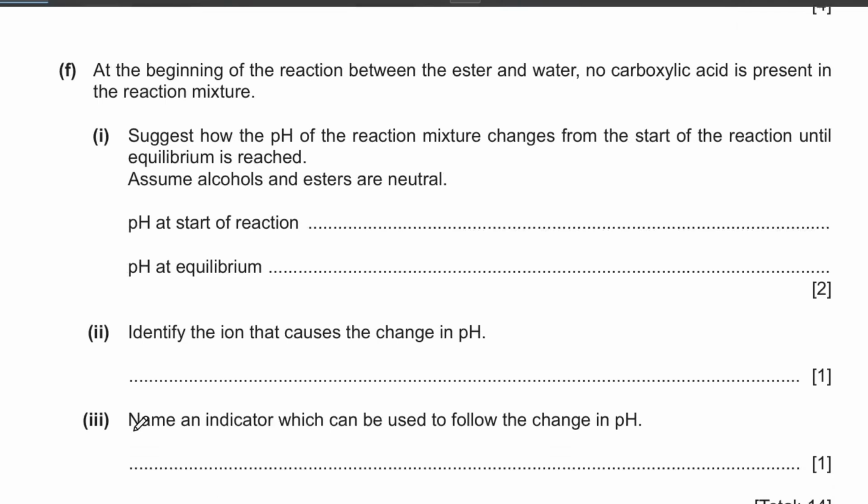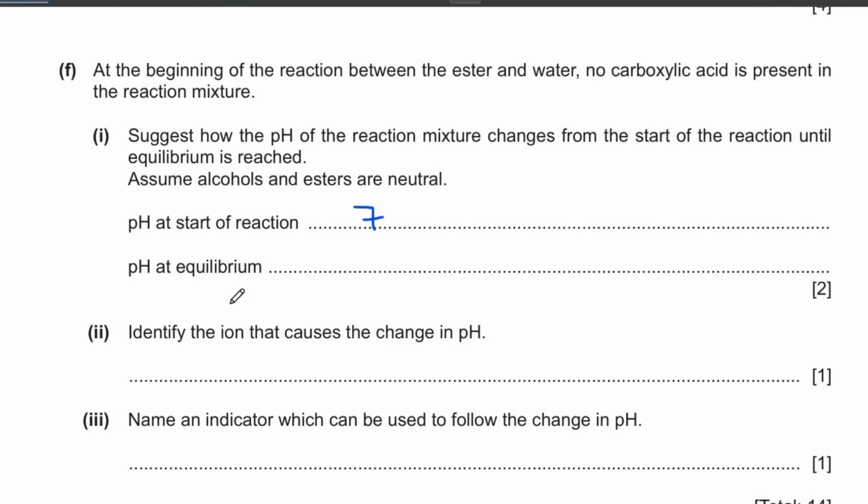Question F. At the beginning of the reaction between the ester and water, no carboxylic acid is present in the reaction mixture. Suggest how the pH of the reaction mixture changes from the start of the reaction until equilibrium is reached. Assume alcohol and esters are neutral. So we have to assume the alcohol and esters are neutral. So what will be the pH at the start of the reaction? Since they are neutral, the pH is going to be 7.